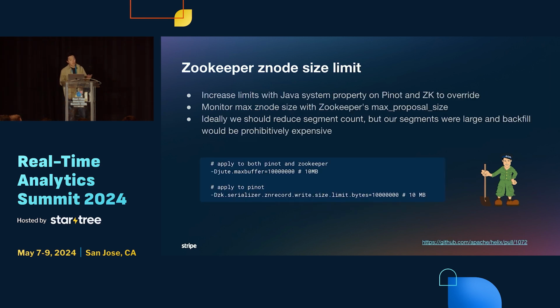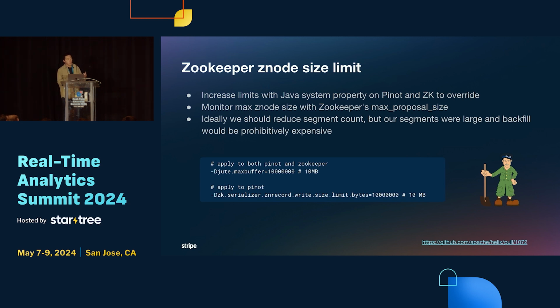So to fix this issue, we increased the limits on the Java system properties on Pinot and Zookeeper to allow writes to continue to work. There's an option called jute max buffer, and we actually pushed that to 10 megabytes and above. We also monitor max znode size as part of monitoring Zookeeper, and the metric here is called max proposal size. This gives us a rough idea of how large our largest znodes are.